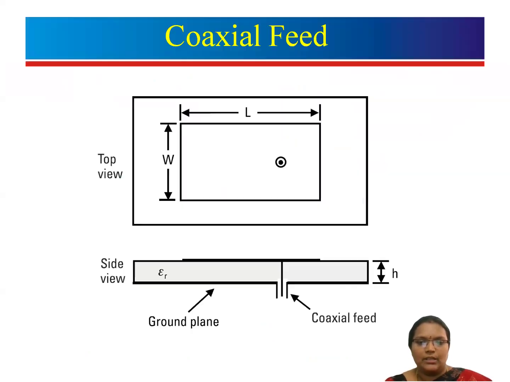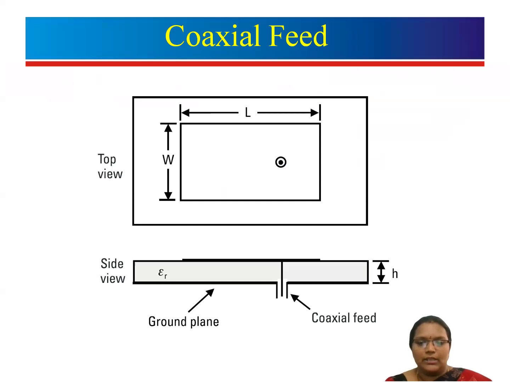Coming to the feeding techniques. The most commonly used feed technique is the coaxial feed technique. The coaxial cable is inserted into the patch by drilling a hole into the patch antenna, and we can place the feed at any convenient location based on the impedance matching requirement. The height of the substrate here is denoted as h, and the dielectric constant of the substrate is given by epsilon r. The length and width of the patch antenna are again based on the wavelength of the frequency of operation. The hole should be drilled where we have to keep the coaxial cable.